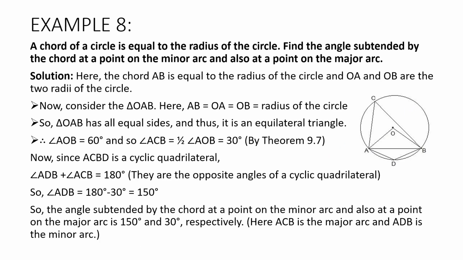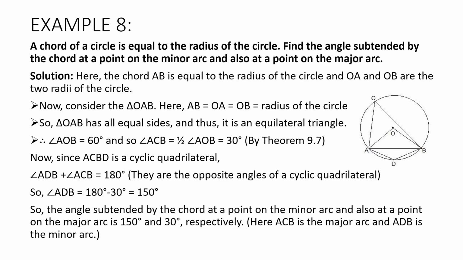Another interesting example. A chord of a circle is equal to the radius of the circle. Find the angle subtended by the chord at a point on the minor arc and also at a point on the major arc. Now what is given to us is the chord AB, which is equal to the radius. Suppose OA and OB are the radii of the circle. So you have chord AB and radii OA and OB, all three equal. Hence triangle OAB will be an equilateral triangle.